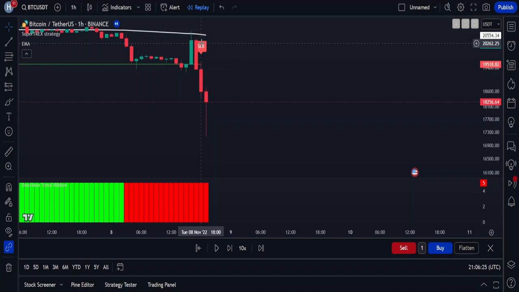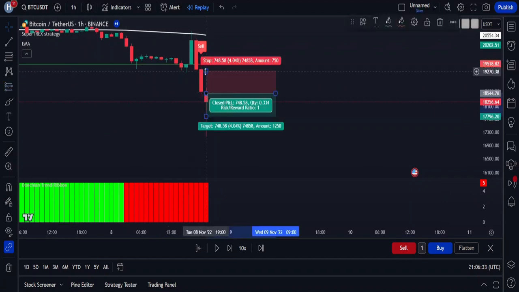Here we can see we got a sell signal and the price is below the 200 EMA. And also the histogram is red. So let's open a sell position here with the money management rules I have explained.